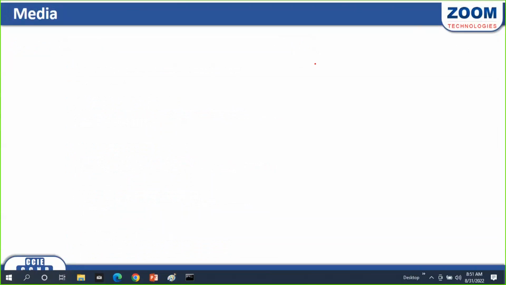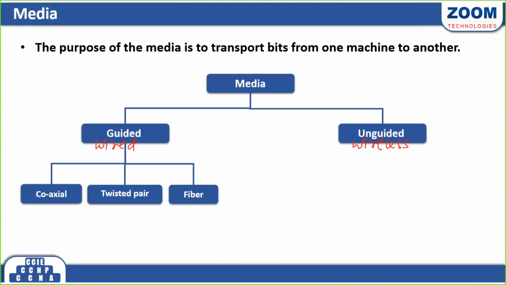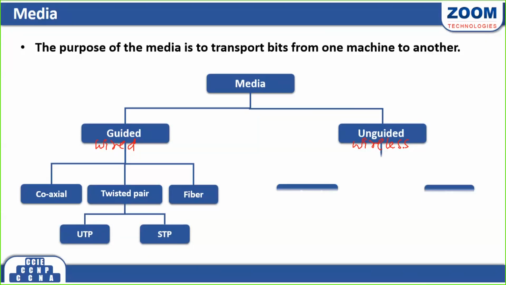So the next point is media. Basically media has two categories, guided and unguided media. Guided media means wired, unguided is wireless. In wired media, we have coaxial cable, twisted pair cable, and fiber cable. In twisted pair, there are unshielded twisted pair and shielded twisted pair, UTP and STP. In unguided, infrared and radio frequencies are the different types of media.